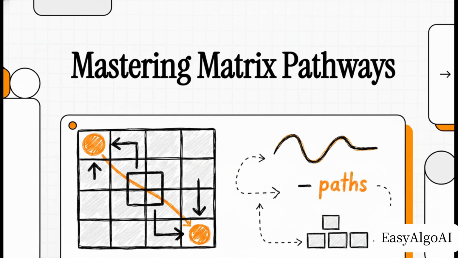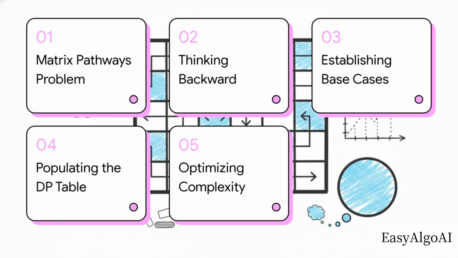You know, if you've ever stared at a grid and just wondered, hey, exactly how many different ways are there to get from point A to point B, given a strict set of rules, well, you're going to absolutely love this explainer. Here's our quick roadmap for today's explainer. First, we'll outline the matrix pathways problem. Then, we're thinking backward for solutions, establishing the base cases, populating the DP table, and finally, optimizing our space complexity.